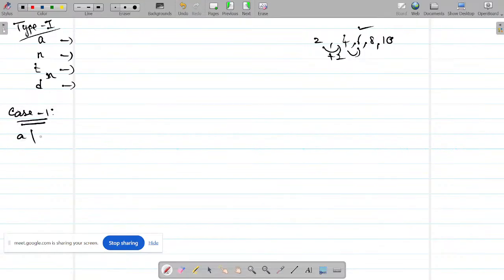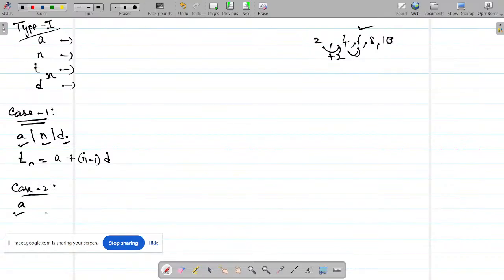A is given. Okay. N is given. D is given. I'll put a tick mark, which means you know these three values. You're asked to find Tn. Can you find it? Yes, how do you find it? With the formula A plus N minus 1 into D. You're comfortable? Now, case 2.